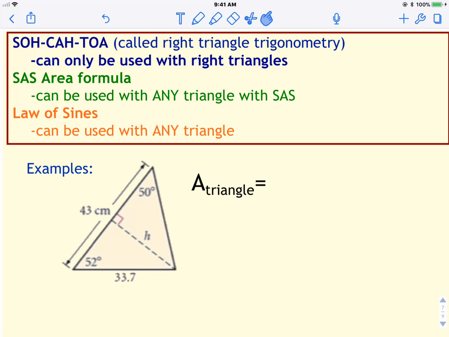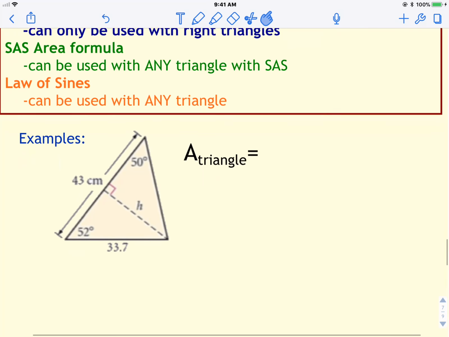SOHCAHTOA, which is really called right triangle trig, can only be used with right triangles. Its conjecture would start: if a triangle is a right triangle, then. The other two, the area formula from the side-angle-side condition, can be used for any triangle as long as we have two sides and the included angle. And law of sines, again, can be used with any triangle for which we have enough information to plug into it. So the things you're going to be asked to do are based off those three.